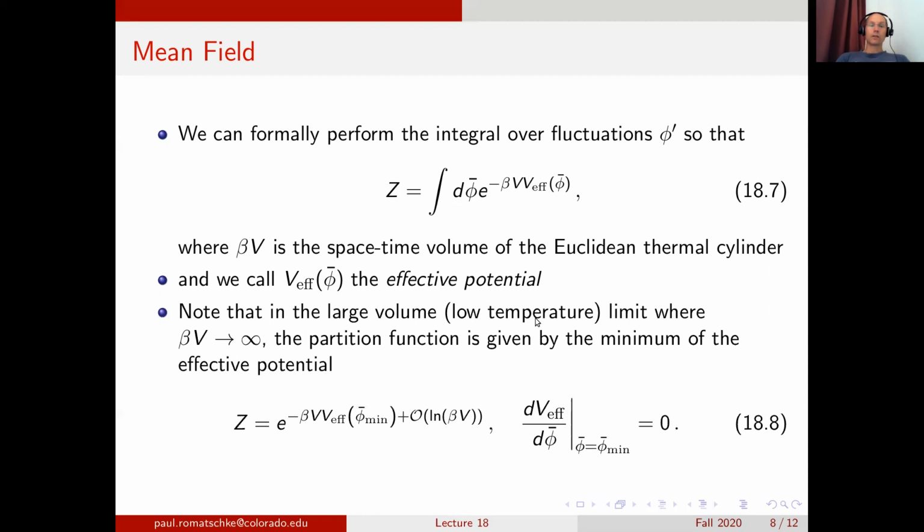And in the large volume or low temperature limit, this integral gets dominated by the saddle point. So in the limit beta V, either small temperature or large volume, the integration is just given by the saddle point of the potential. And we find that the partition function is given as the exponential of the effective potential evaluated at the minimum plus corrections that go only as the logarithm of the volume of the cylinder.